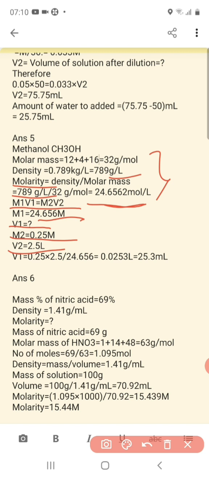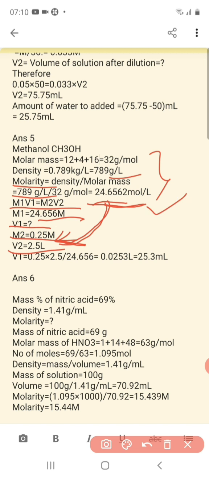So it means the molarity here is 24.656 moles per liter. You have to convert or dilute it to 0.25 molar. You have to dilute this solution to how much molarity? 0.25 molar. We are applying the concept of dilution only, dilution of one solution, because we get the molarity.